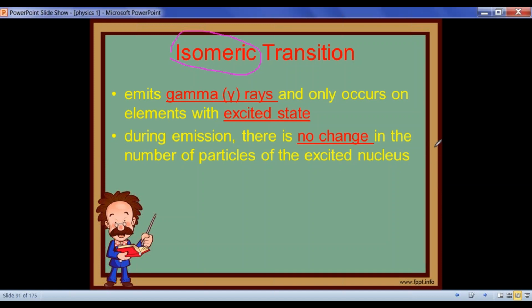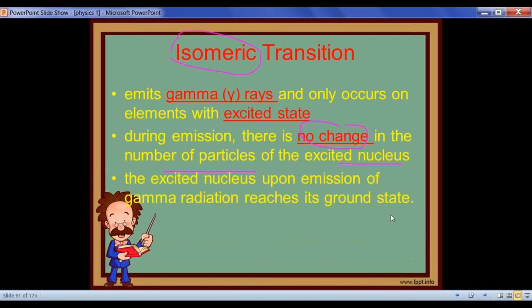So during emission, there is no change in the number of particles of the excited nucleus. So during this decay, during this isomeric transition, wala pong changes sa mass, walang changes sa atomic number, wala din pong changes sa type of element. Yung change lang po niya is kanyang extra energy. The excited nucleus upon emission of gamma radiation reaches its ground state.